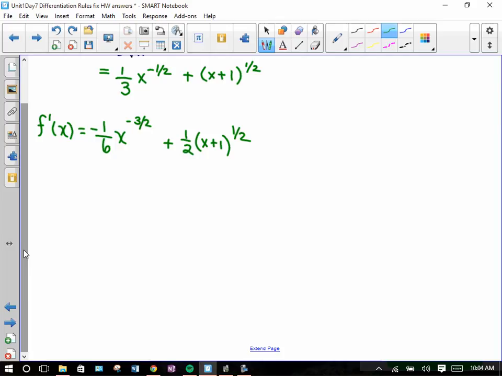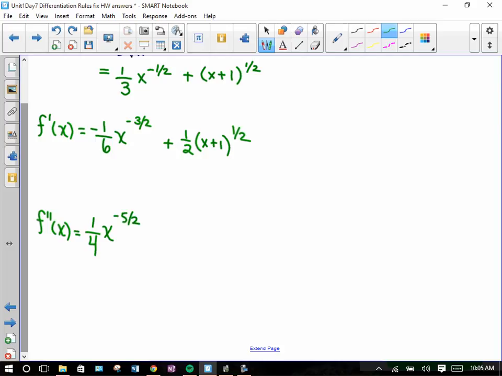Okay. So now we can find our second derivative. So we have negative 3/2 times negative 1/6. That is going to be positive 3/12. Positive 3/12 actually turns into, I believe, 1/4. So did you have that correct? So it's going to be 1/4. Next, I have negative 3/2 minus 1. So negative 3/2 minus 1 is going to be what? Negative 5/2.